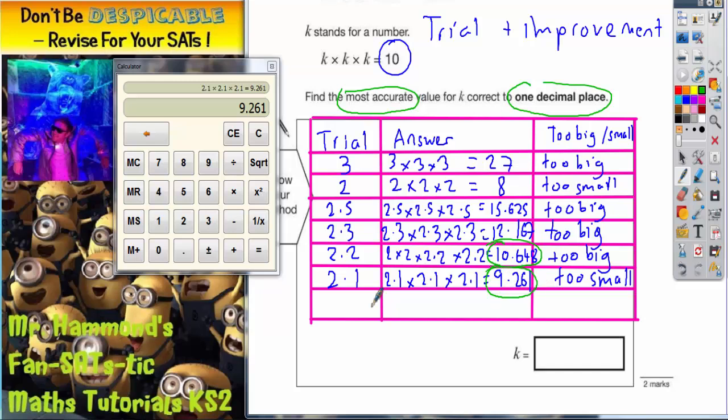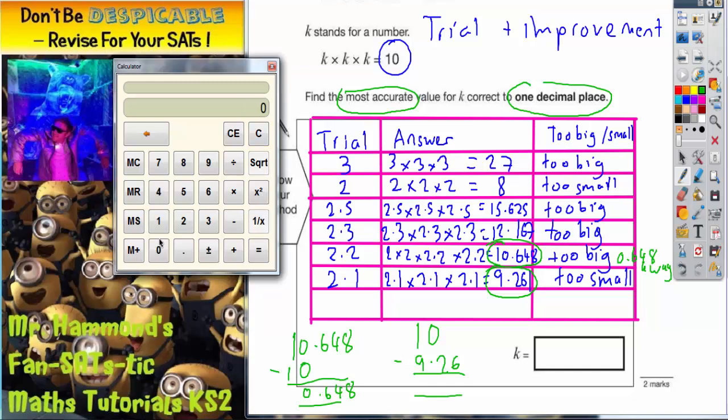So the question is, what's the gap? Well, from 10.648 to 10, if we do a subtraction sum, we're going to get 0.648. So this one is 0.648 away. If we do the 2.1 answer, which is 9.26, and find the gap to 10, well, 10 take away 9.26. We work that out on the calculator. 10 take away 9.26. That is a gap of 0.74. So that one is 0.74 away.